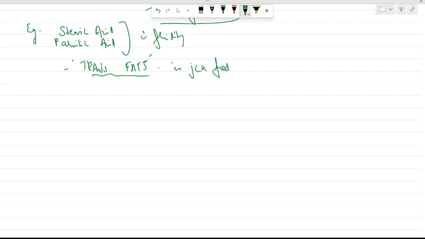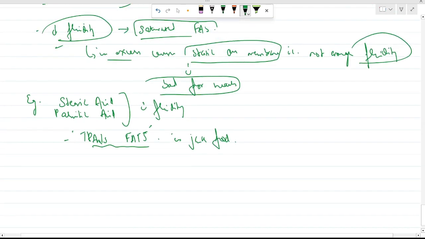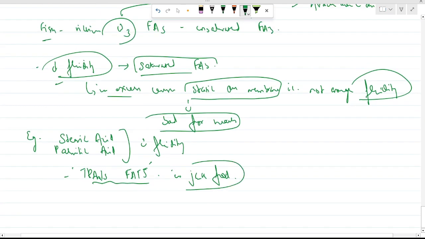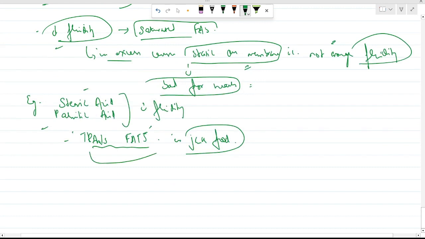That is why it is always advised to maximally minimize our consumption of junk food, as they are bad for health. They cause a static cell membrane. There is not enough fluidity. The stearic and palmitic acid are examples of saturated fatty acids. These are trans fats in the junk food.